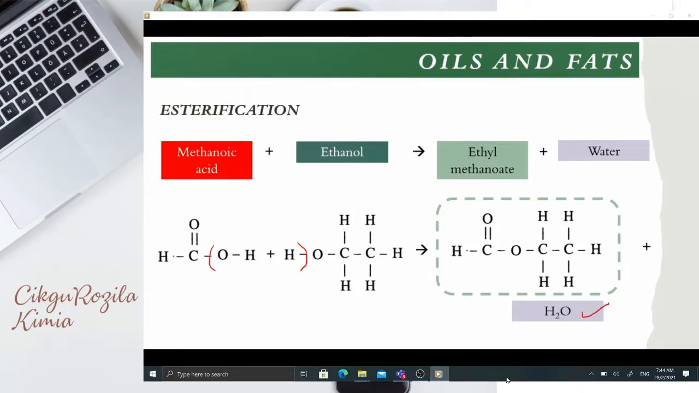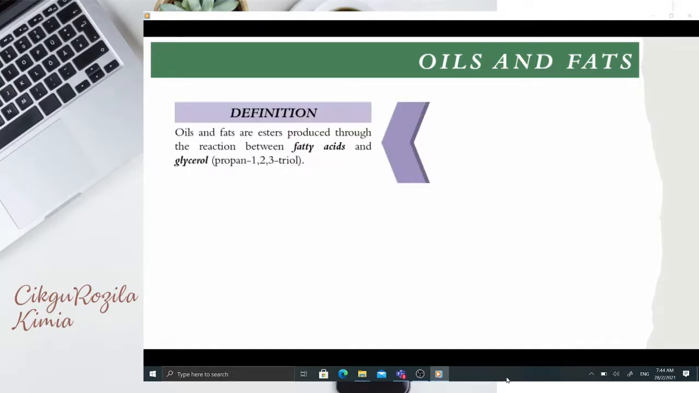So both parts are combined together to produce water. So what is the significance of esterification in oils and fats? Because oils and fats are examples of large molecule esters. If we look at the definition of oils and fats, they are esters produced through the reaction between fatty acids. A fatty acid is a carboxylic acid which consists of more than 10 carbon atoms.